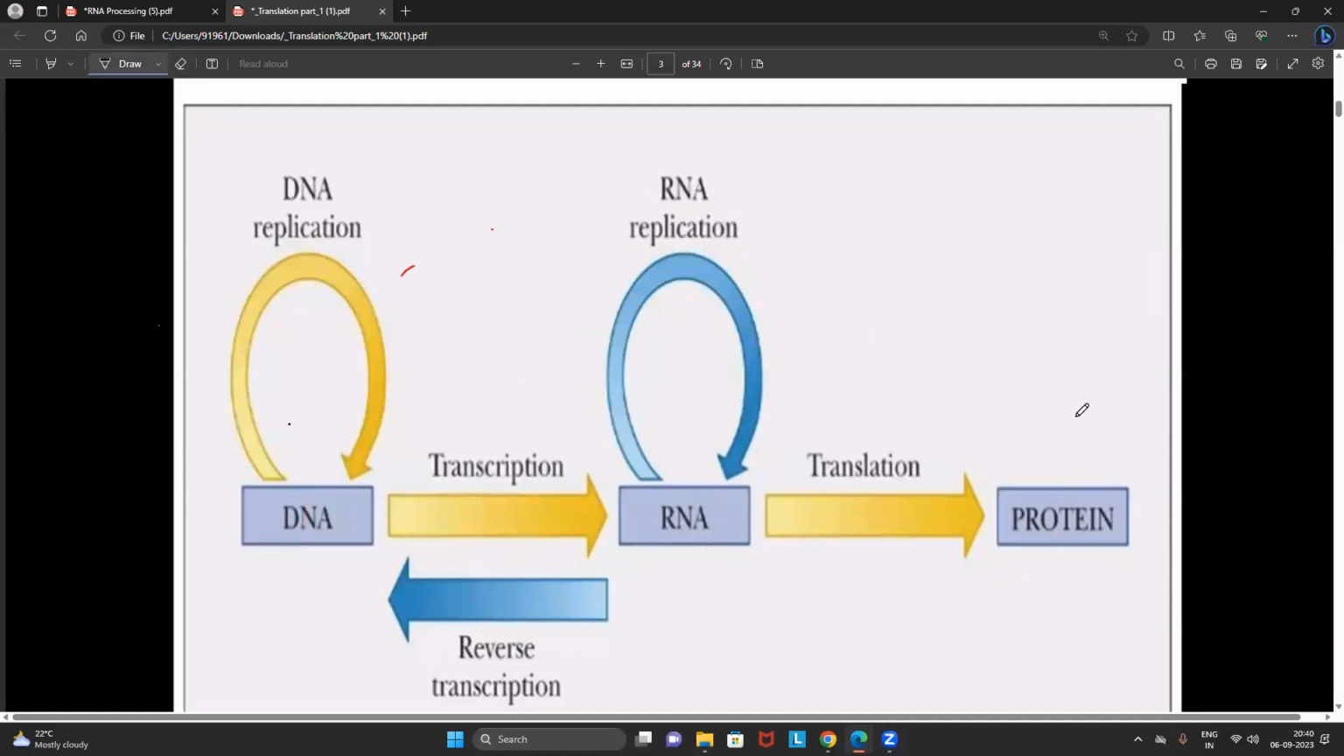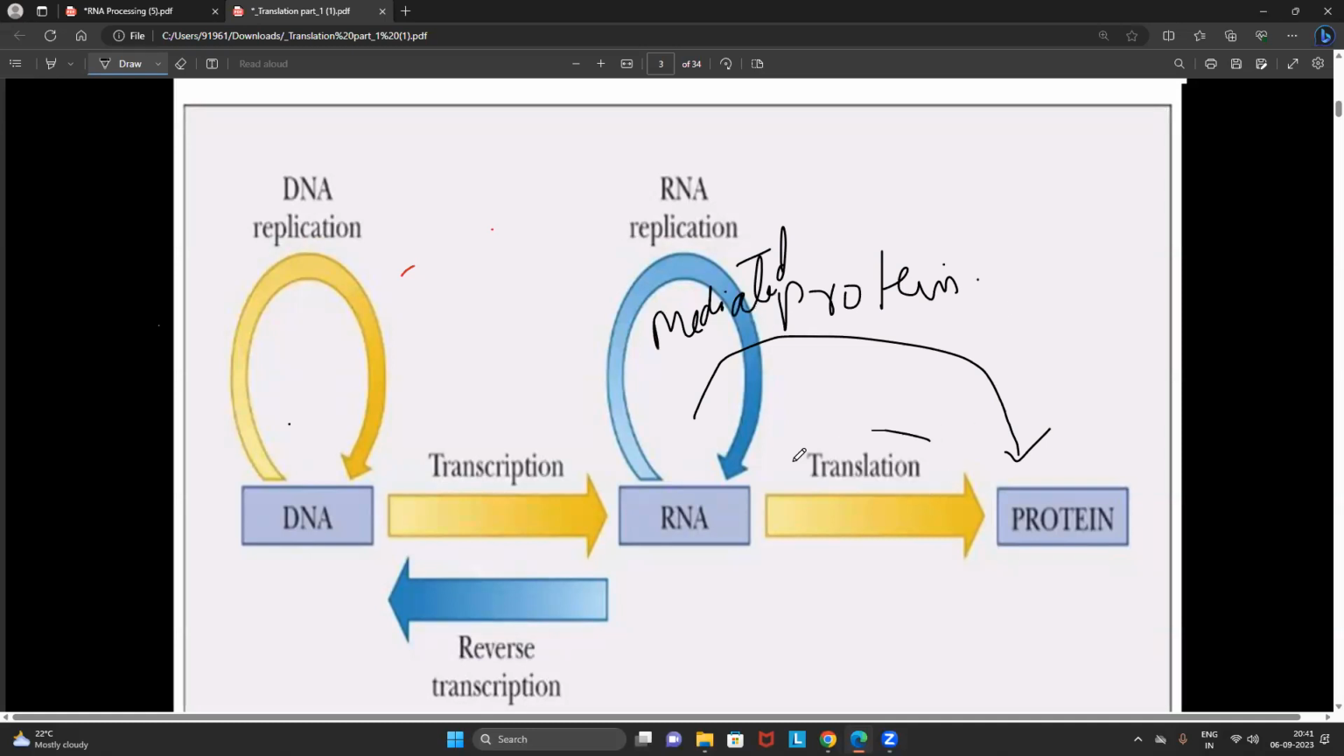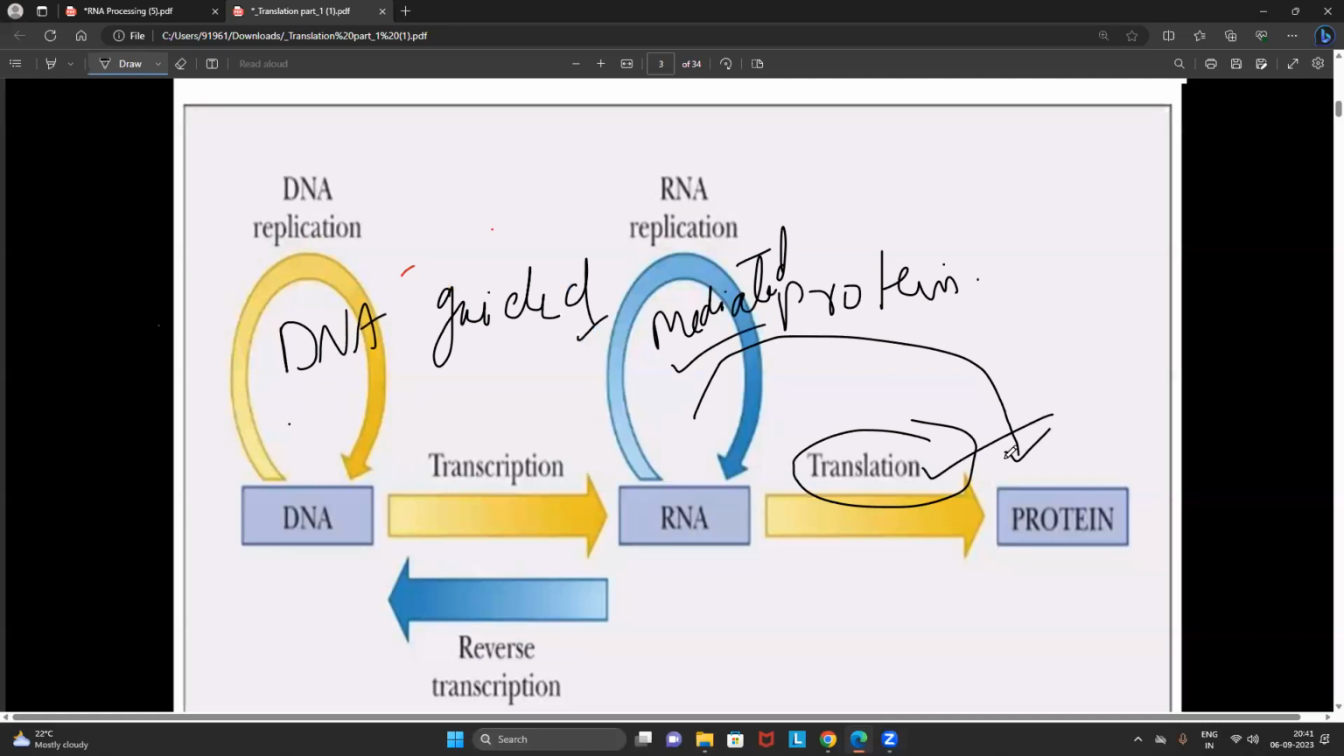DNA doesn't get involved in protein synthesis directly, but RNA does. So what can I say? I can say, friends, RNA mediated protein synthesis. See the word I am using: RNA mediated protein synthesis. That is called translation. I can also say another word, DNA guided. DNA guided, RNA mediated protein synthesis we can call translation, because friends, DNA is everything.